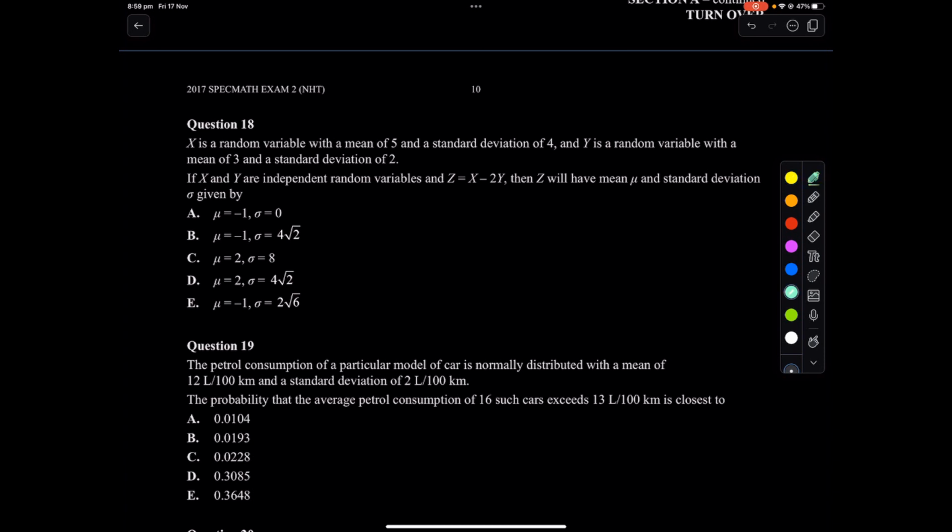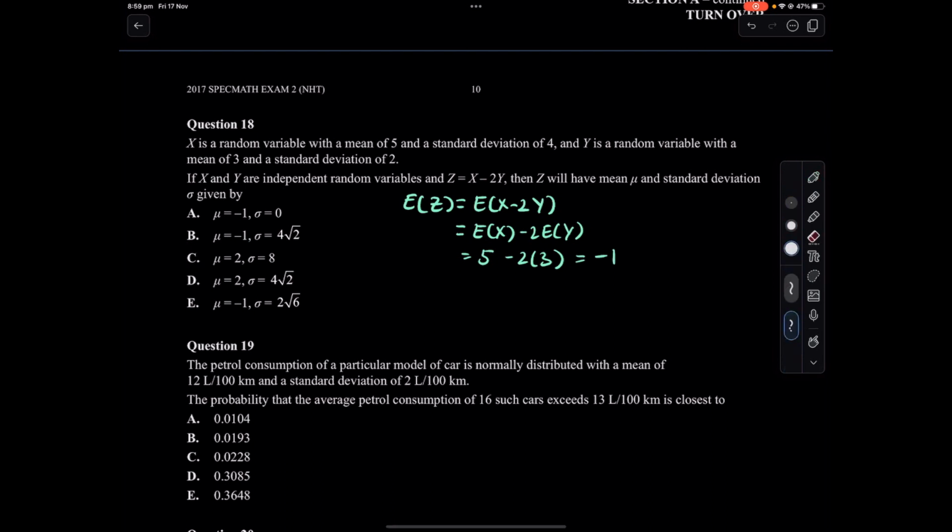So if we want the expected value of Z, we want the expected value of X minus 2Y. And, using a formula sheet, this just becomes the expected value of X minus 2 times the expected value of Y. So what's our expected value of X? We know that is 5 minus 2 times 3. So that will be negative 1. So we can cancel out C and D.